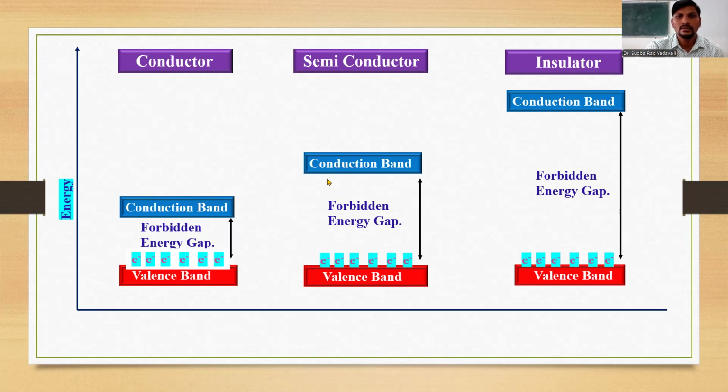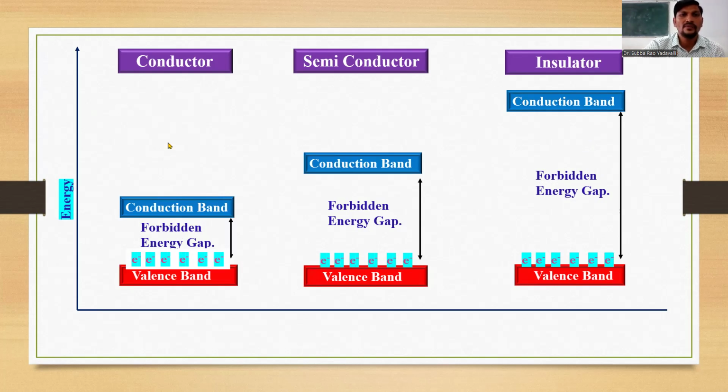And here the distance between the valency band and conduction band is quite more when compared to the conductors. This one acts as a semiconductor. The next, third one is the insulator. This insulator has a higher forbidden energy gap between the valency band and the conduction band when compared to the conductor and the semiconductor.